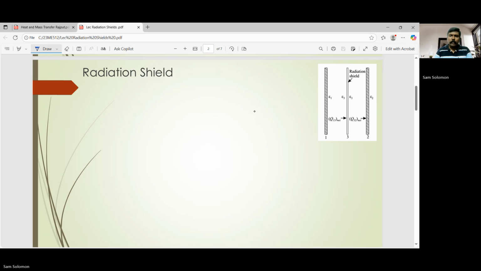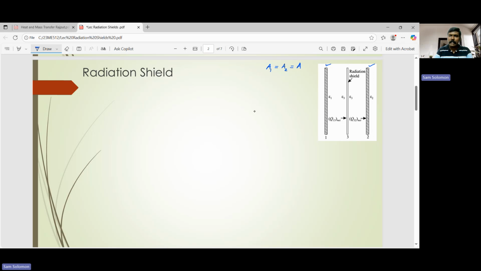Welcome back. In this lecture, we will talk about radiation shields. Okay, so if you look at this diagram over here, this is plate number 1 and this is plate number 2. Both of them are parallel to each other and they are considered as infinitely long plates. We assume that their areas are equal, A1 equal to A2 equal to A. So there is no change or difference in the area. They are infinitely long parallel plates, and so we assume that the area is constant.